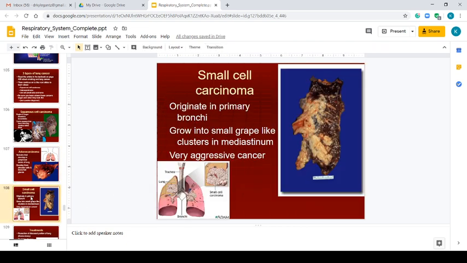And then we have small cell carcinoma. Right. They originate in the primary bronchi, and they grow into small grape-like clusters in the mediastinum, and it's very aggressive. You get this, and you're counting your days. So they're in the main bronchi, in the primary bronchi, the right and the left primary. That's where you'll see it. It grows quickly. It's aggressive, and it will really get right in there in that mediastinum, which makes sense, right? Because those primary bronchi are midline, right underneath the sternum, and so we're going to see that in the midline.